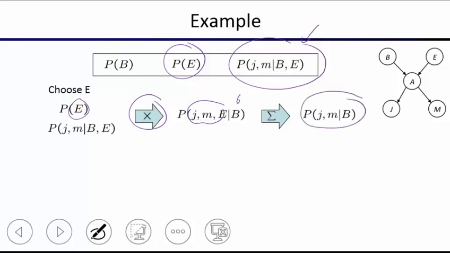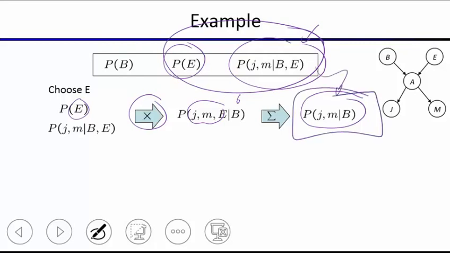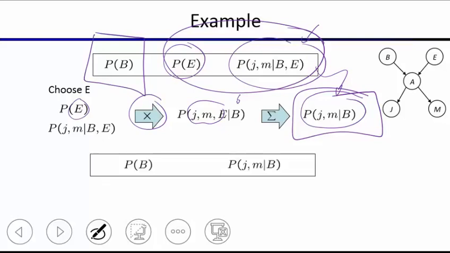What are we left with? These two were joined and then summed out over the join, to result in this factor. So we have this one left, and this one we didn't touch, and we also still have this one. So we're left with two factors.